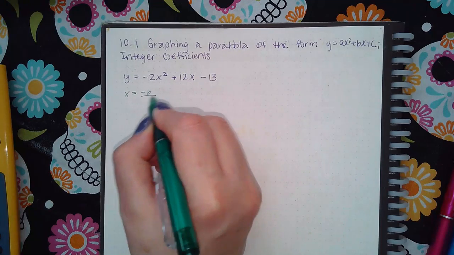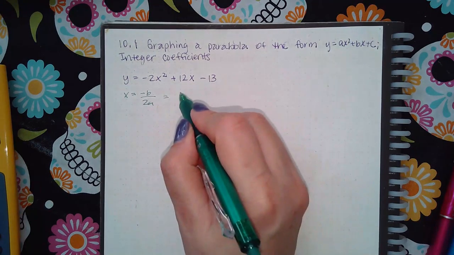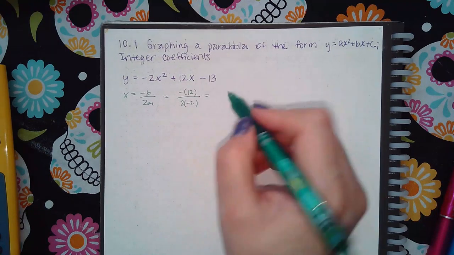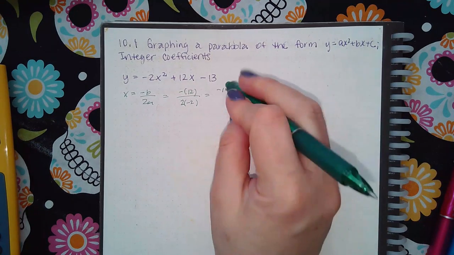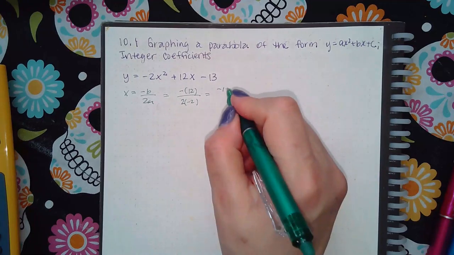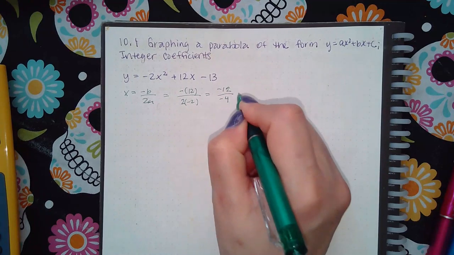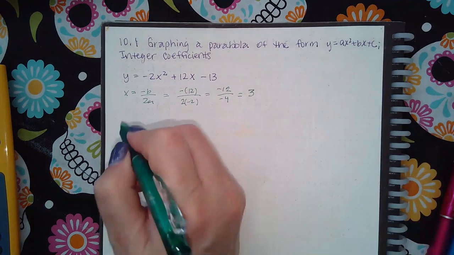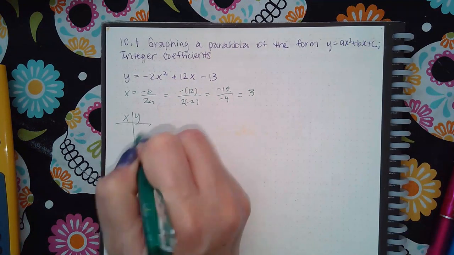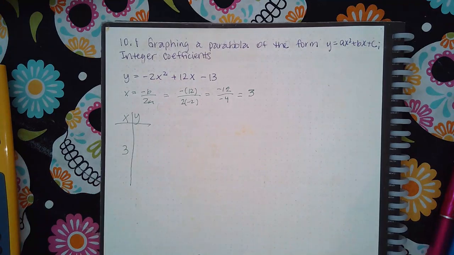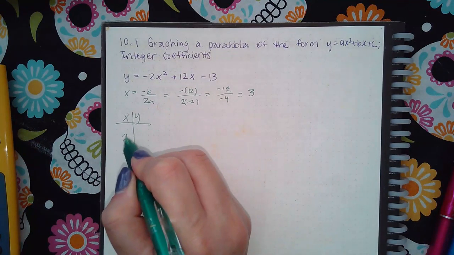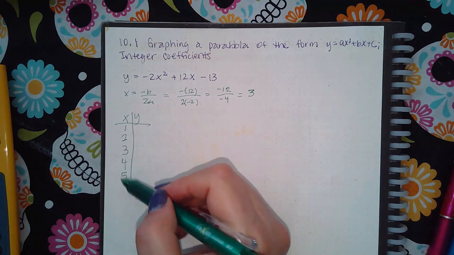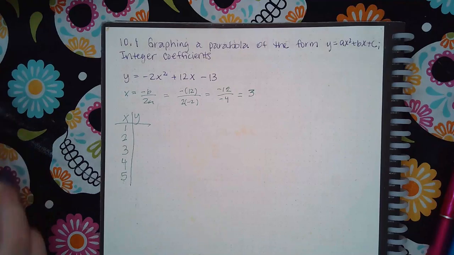It's negative b over 2a. So in this case, b is a positive 12 and a is a negative 2. So we end up with negative 12 over negative 4, and so then that ends up becoming positive 3. And so when I create my chart, I'm going to be using positive 3 as the center, and then two values to the left of 3, and then two values to the right of 3.